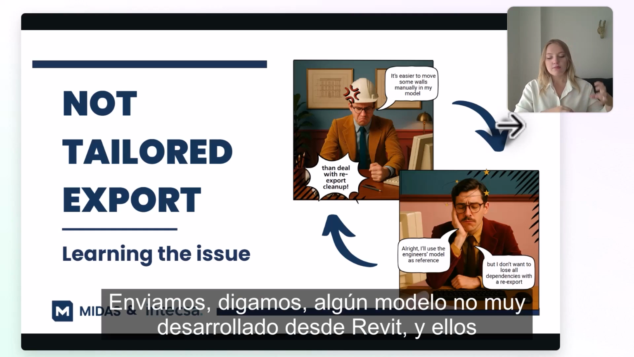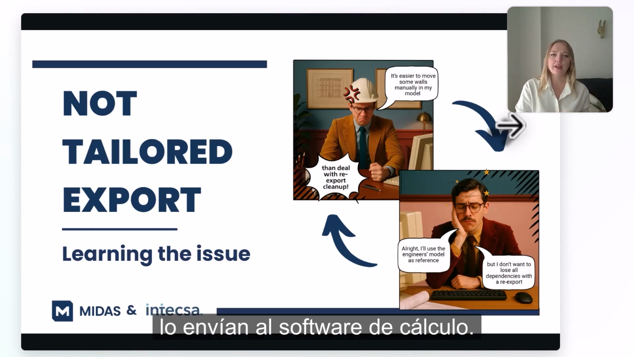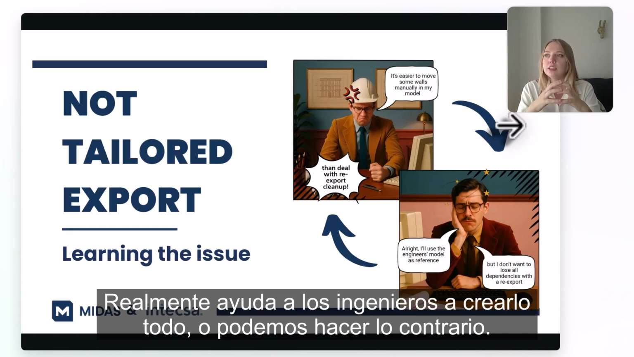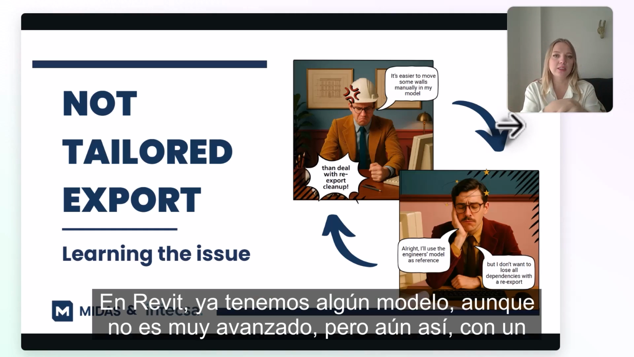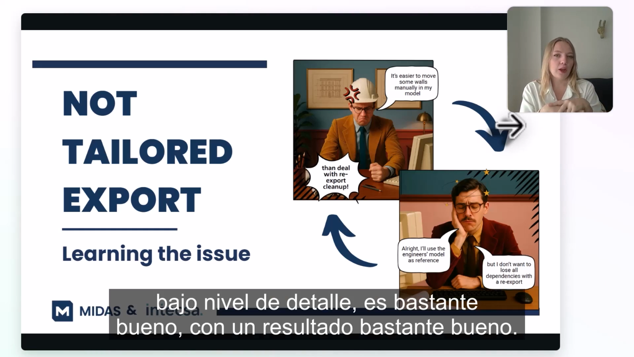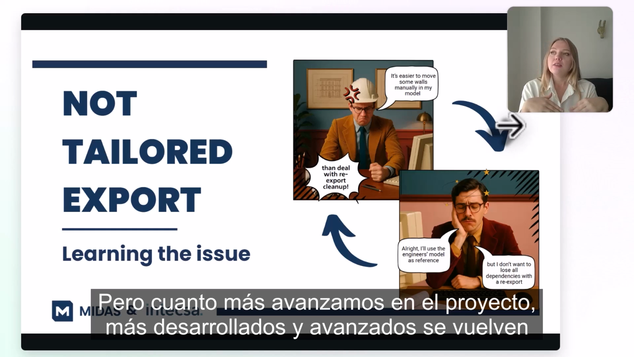In the beginning, it really helps to solve a lot of issues. We send a not really developed model from Revit to the calculation software, and it really helps engineers to create it all, or we can do the reverse. In Revit we already have some model, and even on a low level of detail, it's quite a good result. But the further we go in the project, the more developed and advanced both models become, the harder it is to update one from the other.